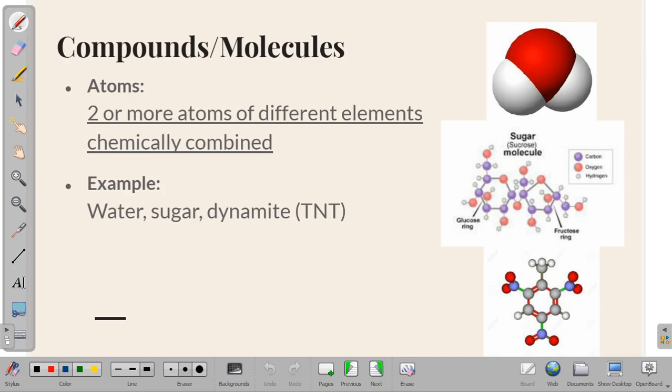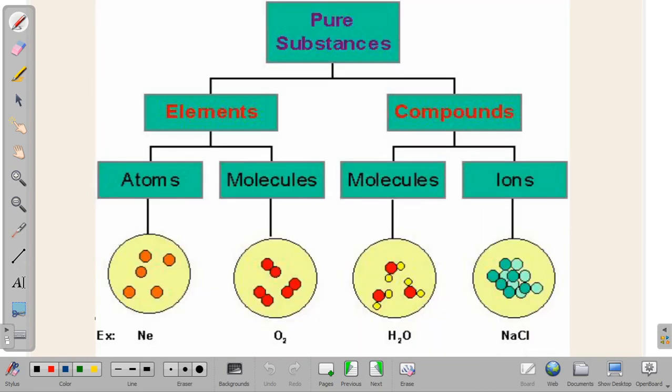So that's what compound molecules are. This picture I really recommend you draw. This is how we're going to break apart our vocab when it comes to this stuff. I'll give you a second for that.